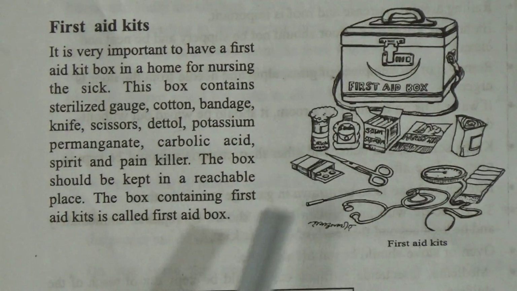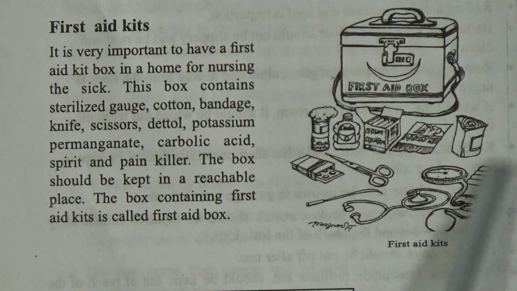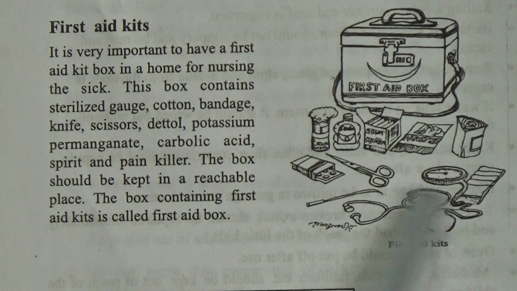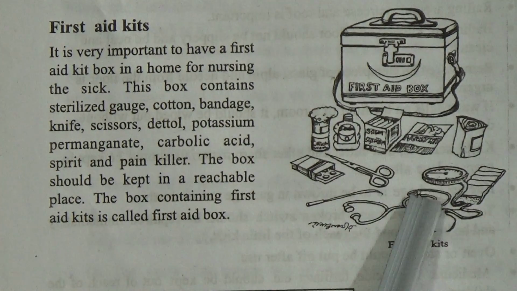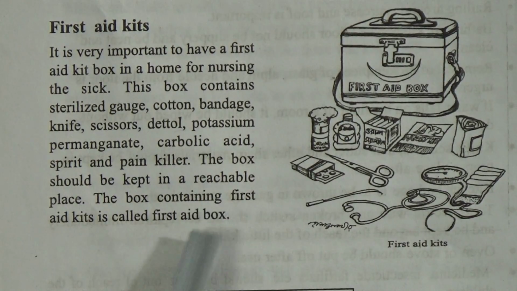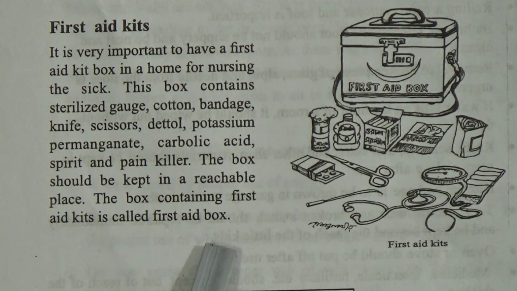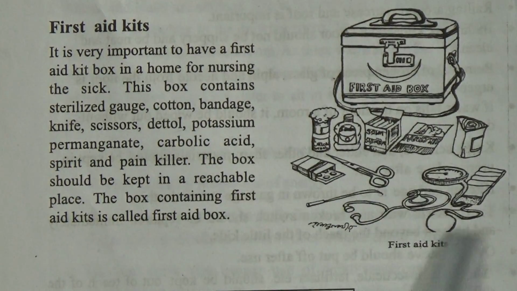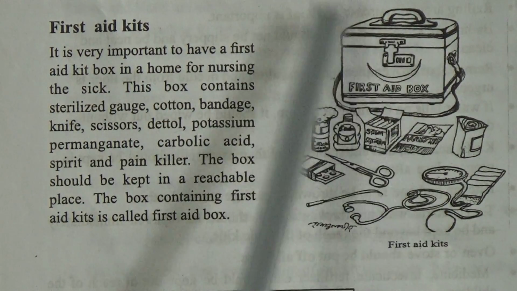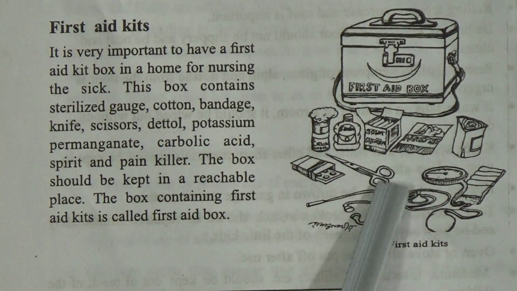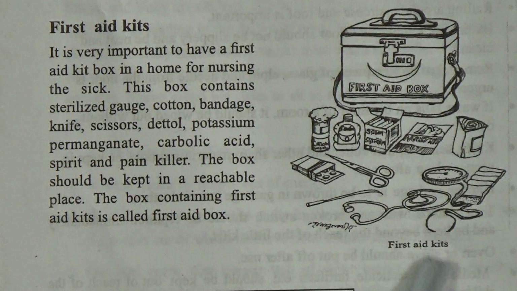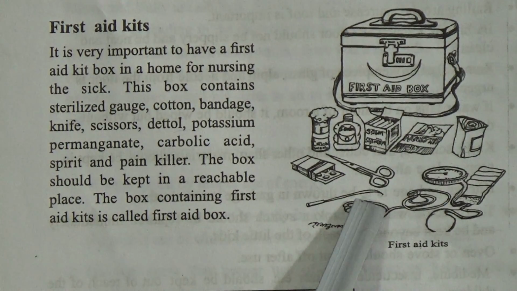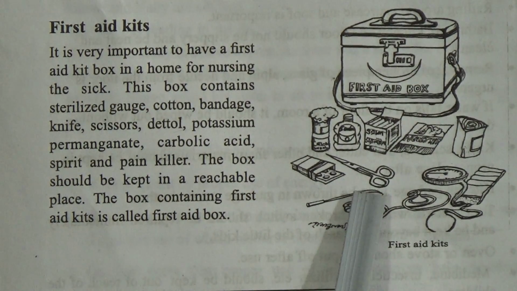So what is a first aid box? The box which contains first aid kits, that means all the elements like knife, scissors, Dettol, potassium permanganate, carbolic acid, all these together are called a first aid box. I hope you have a first aid box at your home and you have placed it in a suitable place so that your family members can easily get it in the time of their need.